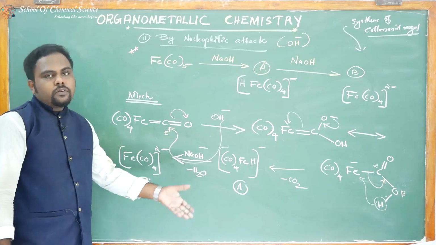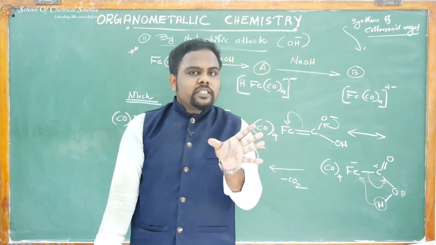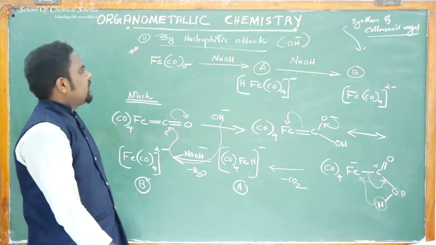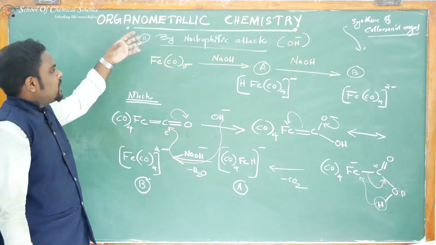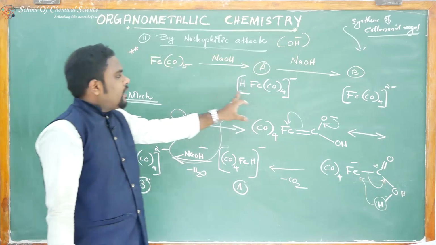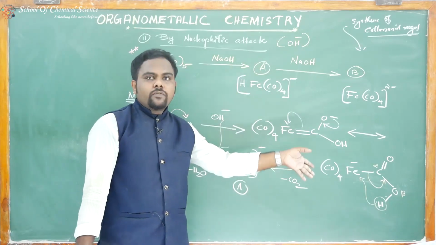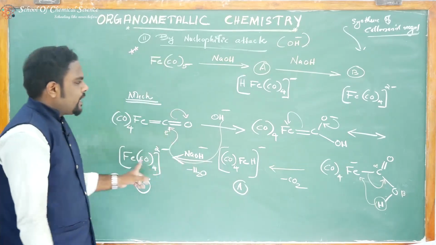Mechanism is also important for organometallic chemistry. This chapter is similar to an organic chemistry chapter. Always remember the reaction. So it's a method of synthesis of Collman's reagent: iron pentacarbonyl with excess NaOH. In the first step, a metal carbonyl hydride is formed, HFeCO4 minus, then Collman's reagent. This will be the mechanism.